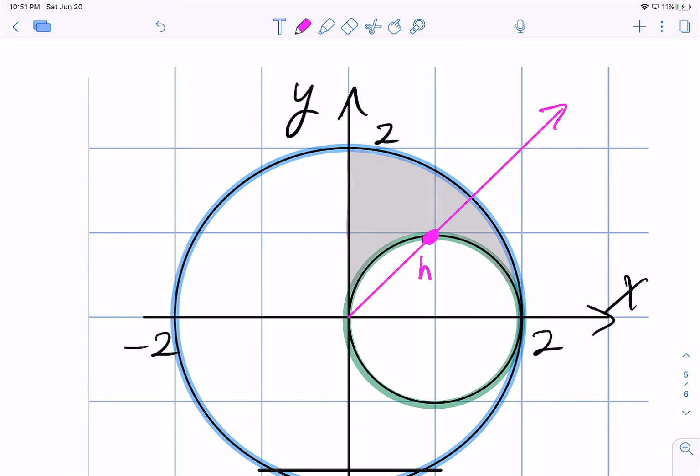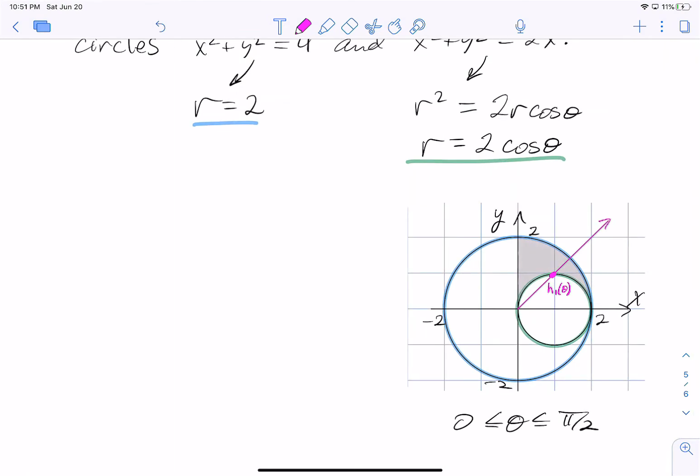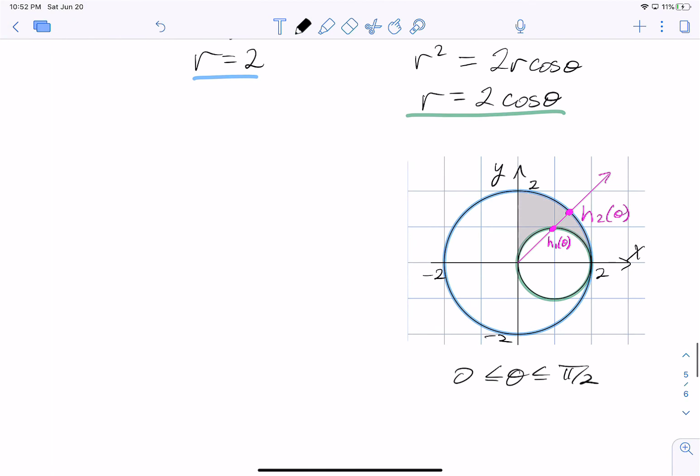The first curve that ray hits is going to be the one with the smaller radius. So we're going to say the green one, the circle that has the equation r equals 2 cosine theta, is h1 of theta. Then the second one it hits on its way out, since it took longer to hit that one, it must have a larger radius. And so I'll call the blue circle r equals 2. That'll be my h2 of theta. With that, I can see that r goes from 2 times the cosine of theta to 2. And with that, I can set up the integral.